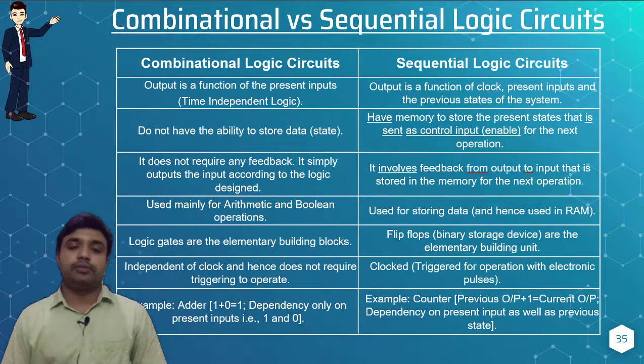The example for a combinational logic circuit is an adder. That is 1 plus 0 equals 1, which depends only on the present inputs 1 and 0. Coming to a sequential logic circuit, take a counter. A counter operation is a combination of the previous output plus 1, and that is your current output. So it depends on the present input as well as the previous state. These are the differences between combinational logic circuits and sequential logic circuits.